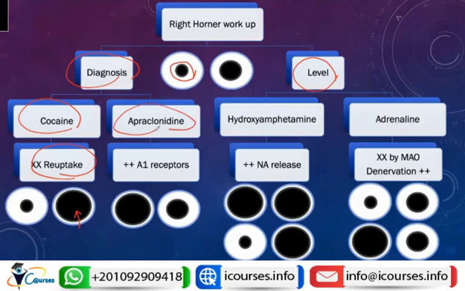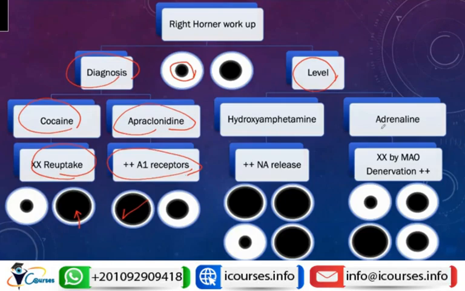The apraclonidine will act by the denervation hypersensitivity, with upregulation of the alpha-1 receptors. So the apraclonidine acts as an alpha-1 agonist, which will act on the alpha-1 receptors and cause stimulation. In case of Horner syndrome, there is denervation hypersensitivity and an increased number of receptors, so the Horner pupil will dilate. But in the normal eye, this will be too weak to cause dilatation, so the normal eye will remain the same. So the apraclonidine will dilate the Horner.